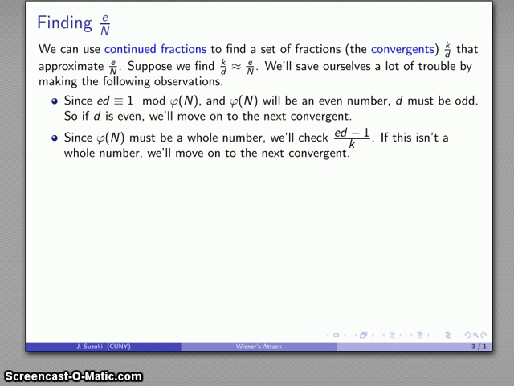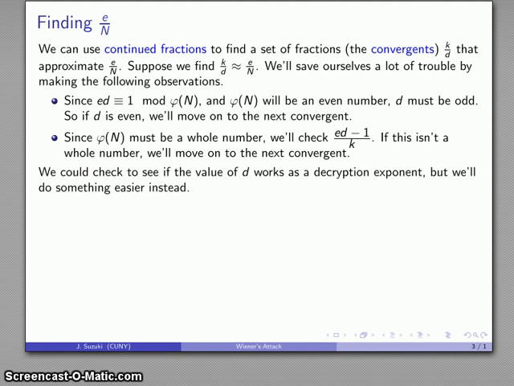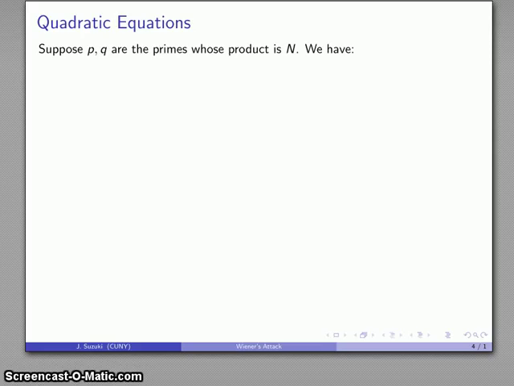Now, if our denominator passes these two checks, we could try and figure out whether or not it works as a decryption exponent, but we'll do something a little bit easier, and this is going to be based on the theory of quadratic equations. So again, we have our values p and q, whose product is the modulus n. And the thing to note, first of all, phi of n, again, is p minus 1 times q minus 1. And expanding and simplifying a little bit, we get phi of n is n minus (p plus q) plus 1.